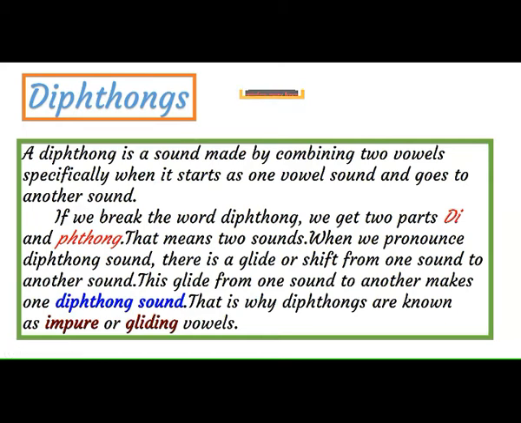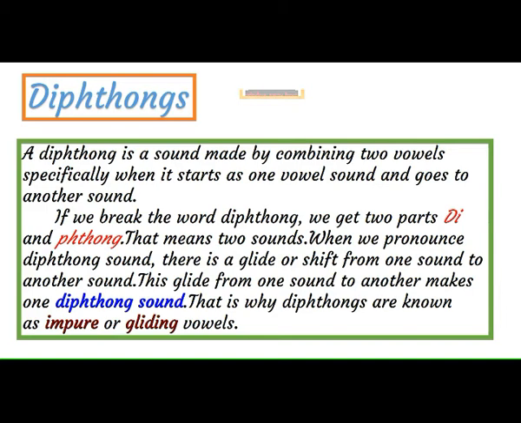A diphthong is a sound made by combining two vowels, specifically when it starts as one vowel sound and goes to another sound. Okay, so diphthong means two vowels. We start with a vowel sound and glide or shift to another sound.